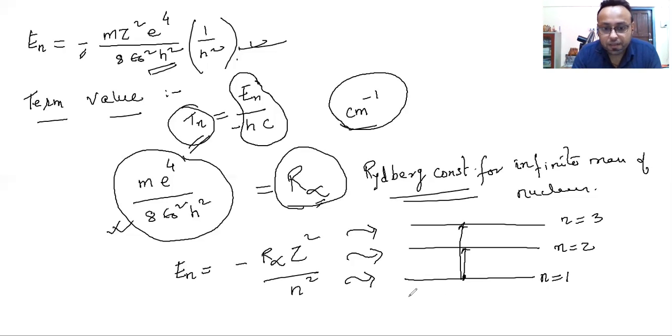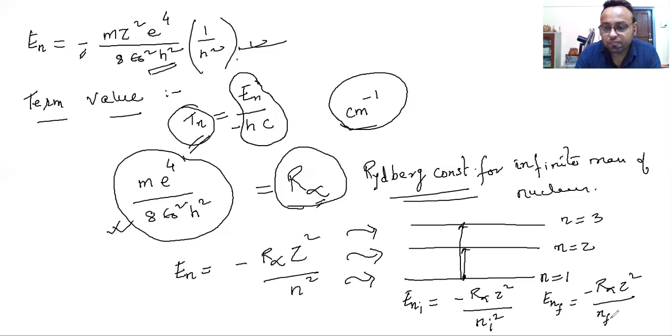Say En1 will be simply minus R infinity Z square by N1 square. I'm not saying n equal to 1, I'm just saying N1. Okay, N1 is the initial value, or I can put Ni, let us say Ni, and similarly the final level where the electron has reached after absorbing the energy, say it's final Nf, and we get minus R infinity Z square divided by Nf square.